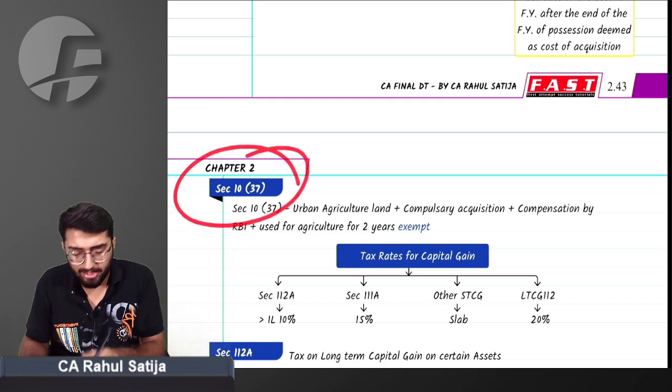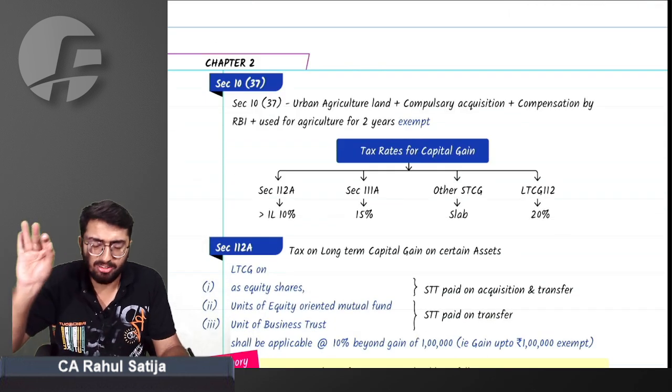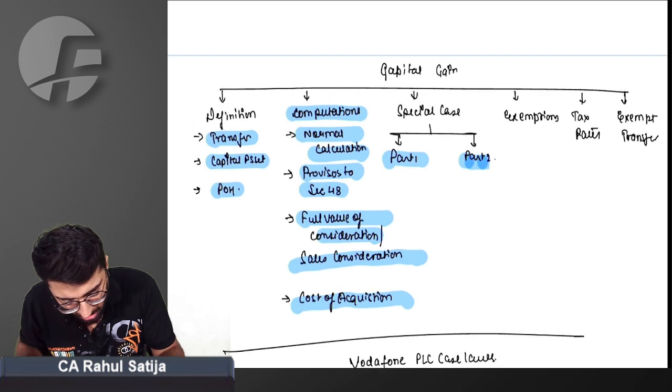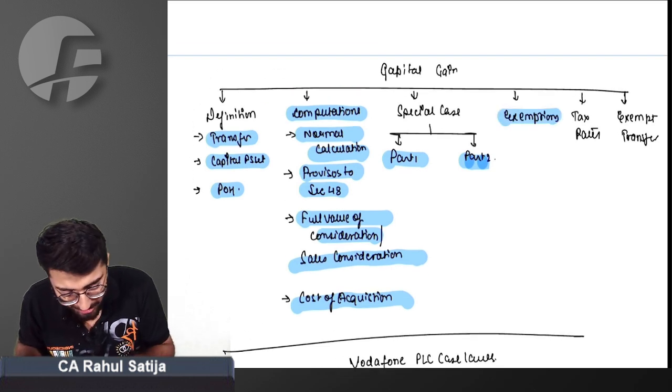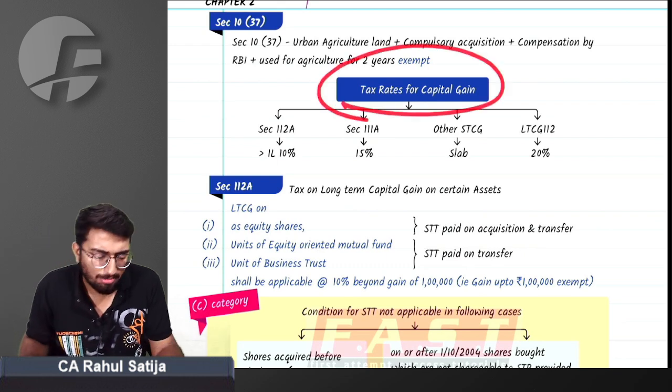Okay, this was all about exemptions. Now we are done with the exemptions portion. Now we have capital gain. First of all, we need to understand tax rates. Let's mark first, because this is a more important step. Tax rates and capital gain.